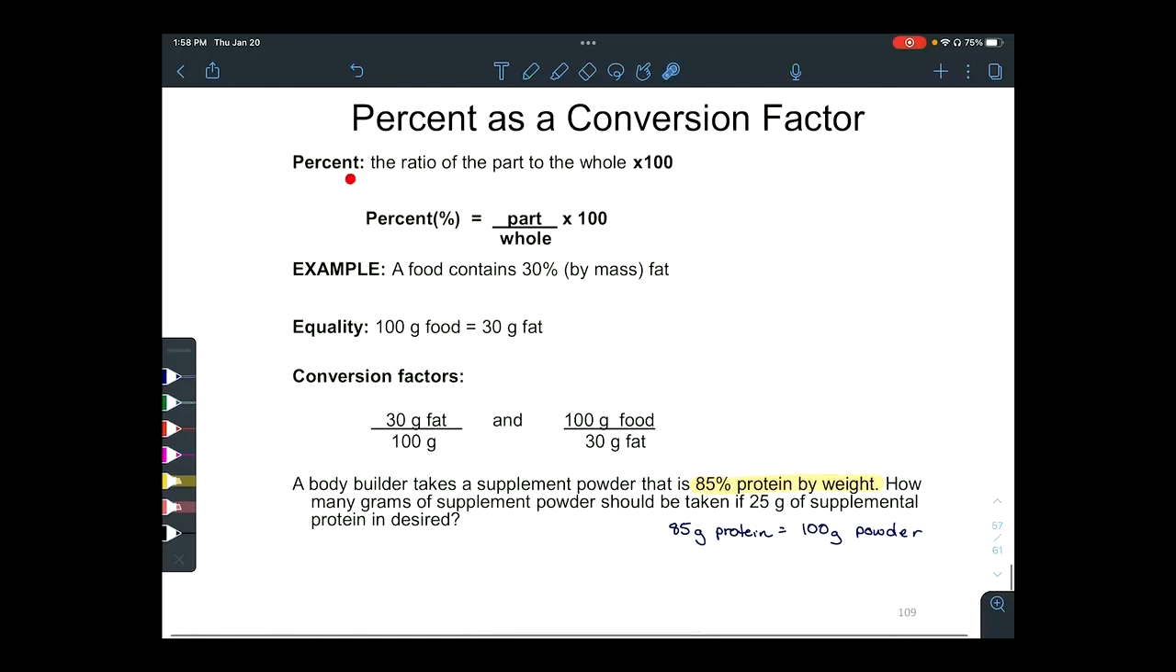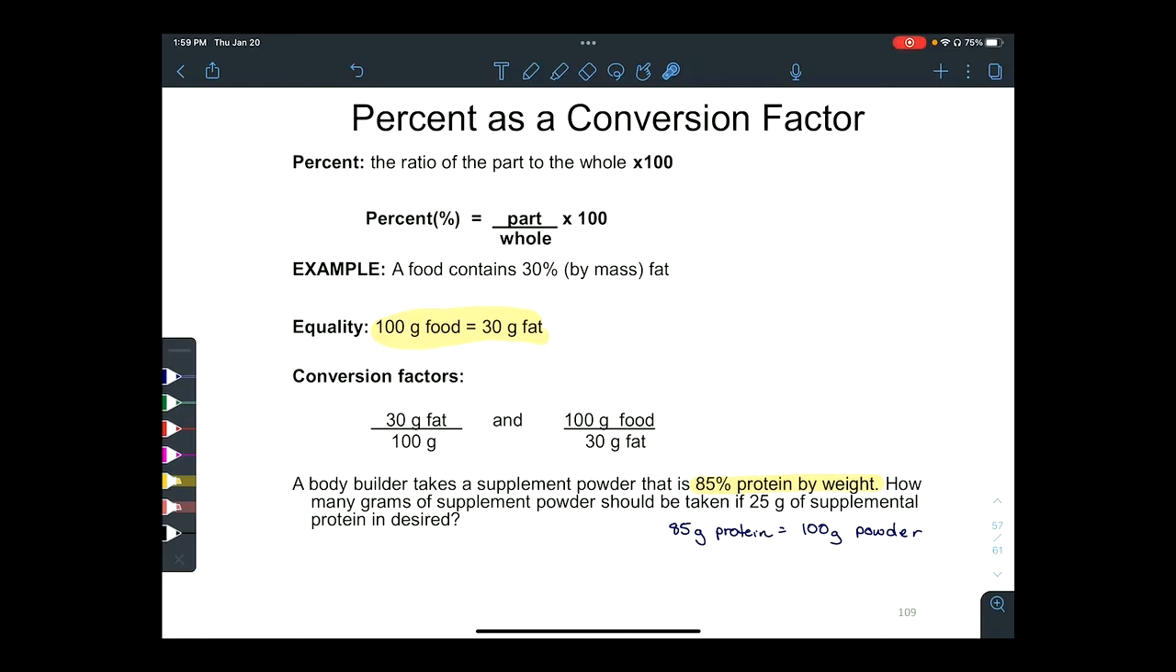So the whole thing here, percent is a ratio. If we talk about something that is 30% by mass of fat, that means we can make an equality. If we have 100 grams of some type of food and it's 30% fat by mass, that means 30 grams, or 30% of 100 grams, is fat.